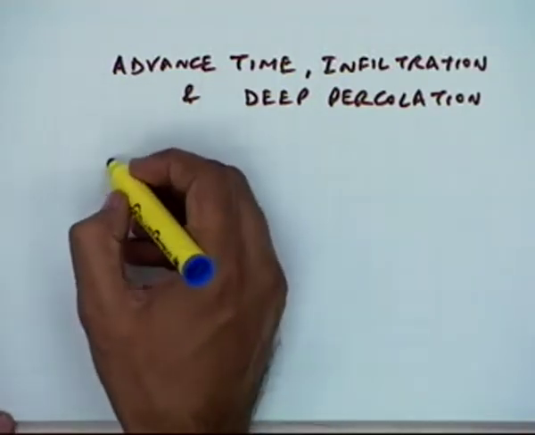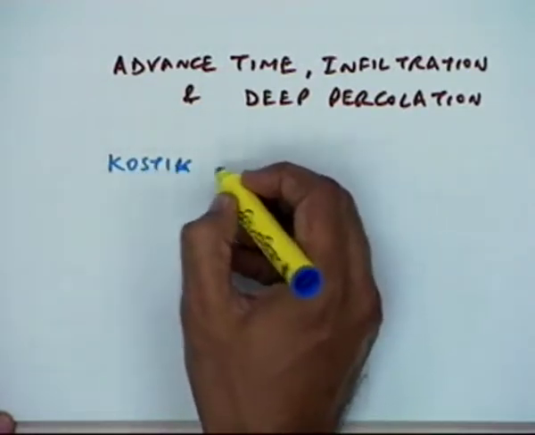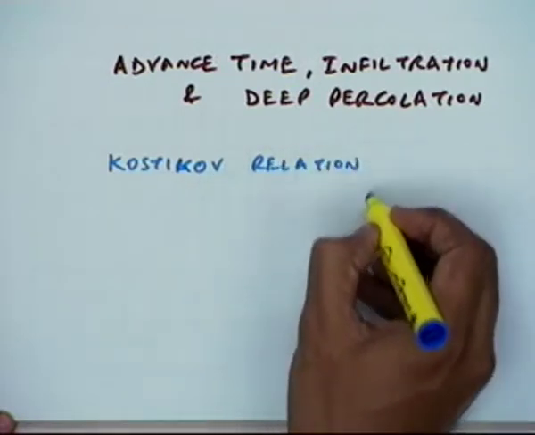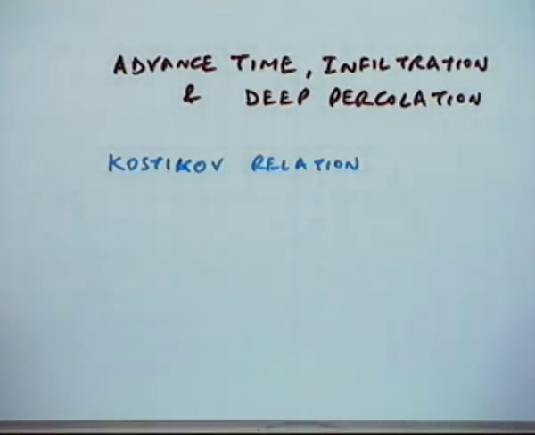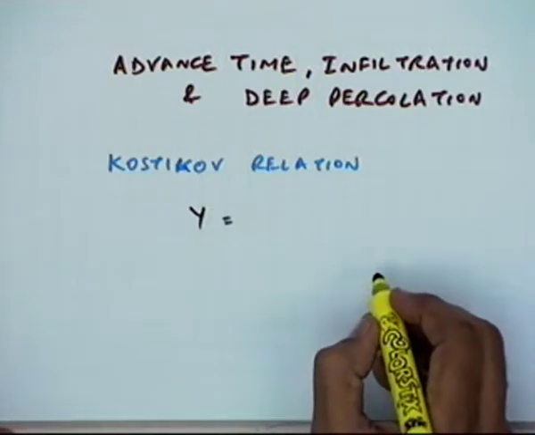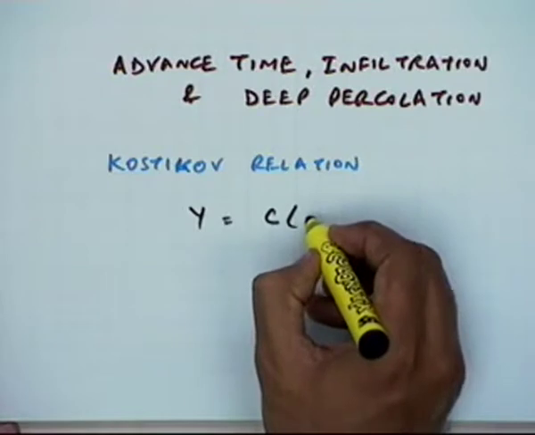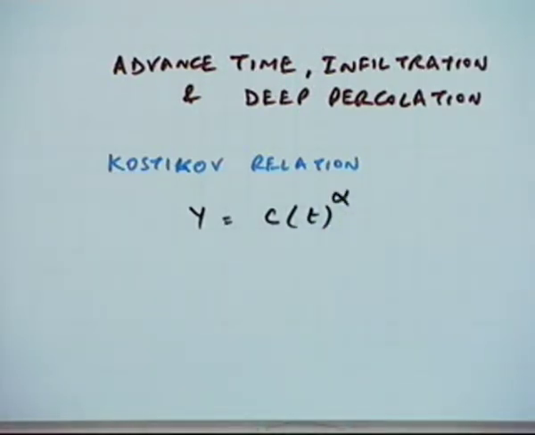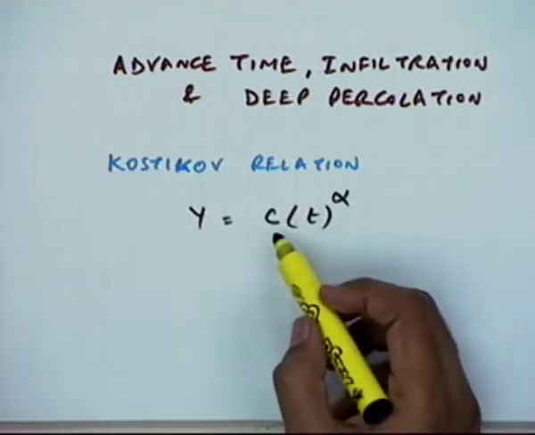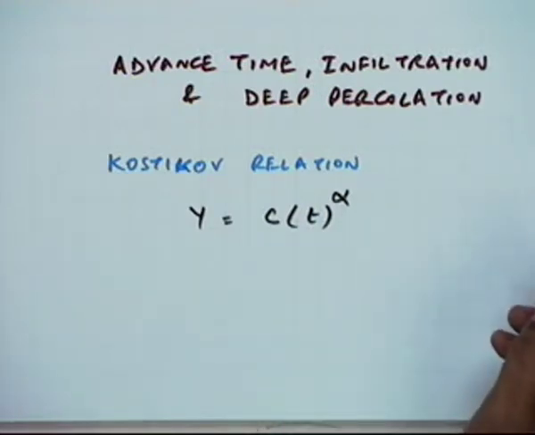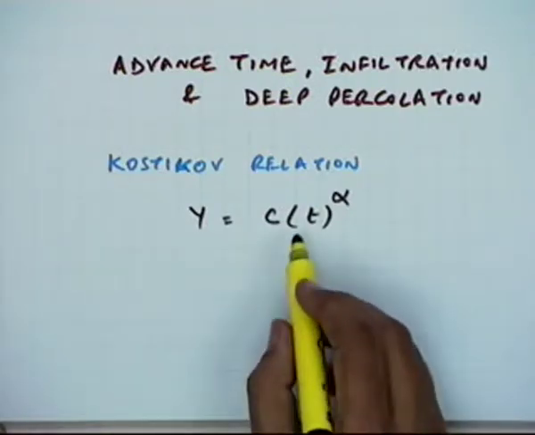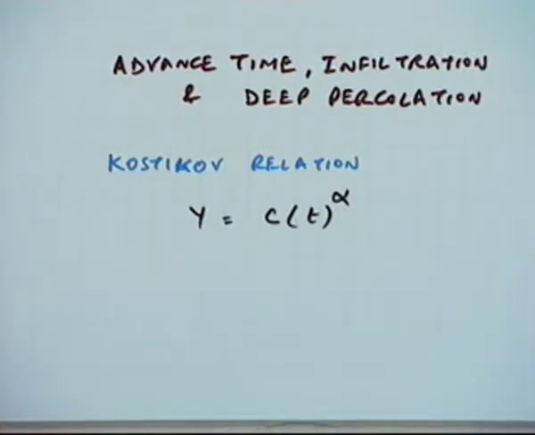Let's take the Kostikov relationship, which we had defined earlier, and this gives the infiltration depth, the accumulated infiltration depth with respect to the opportunity time, and these two parameters which we had defined. C and alpha are the empirical constants of these parameters. We had also seen how we can derive these parameters from the observed infiltration data which is taken in the field. So these are basically defining the type of soil. For each type of soil, these parameters are known. And T is nothing but the infiltration opportunity time.